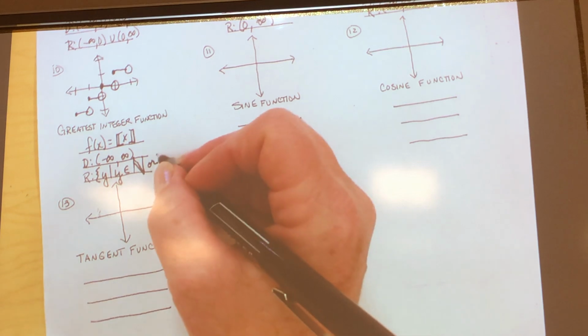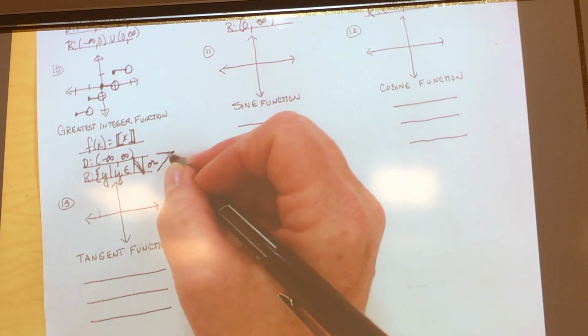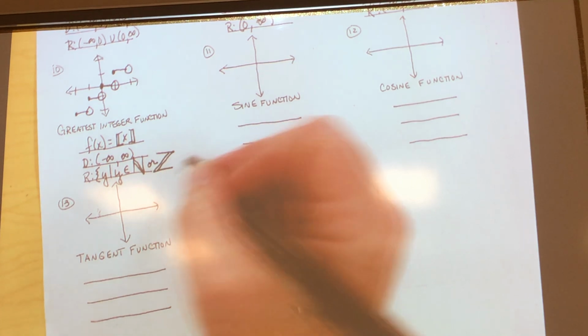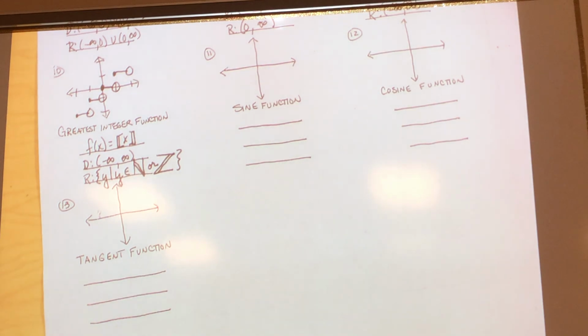It doesn't matter to me which one you do, but I will say this, most of the math books are using Z now. If you got an old school math professor, what would he probably use? An N, because that's the way we were taught back in the olden days.